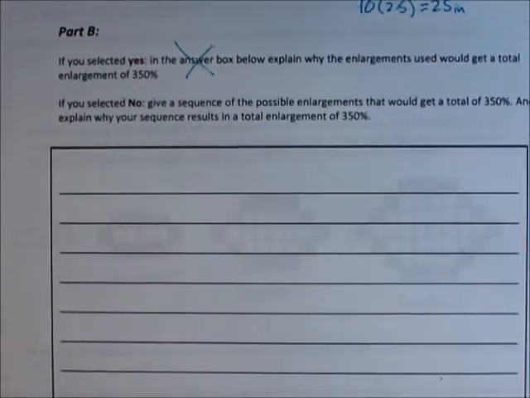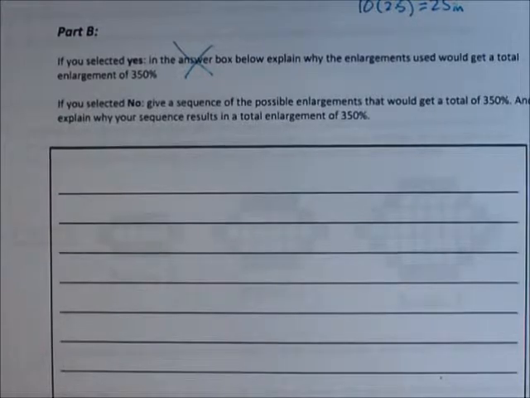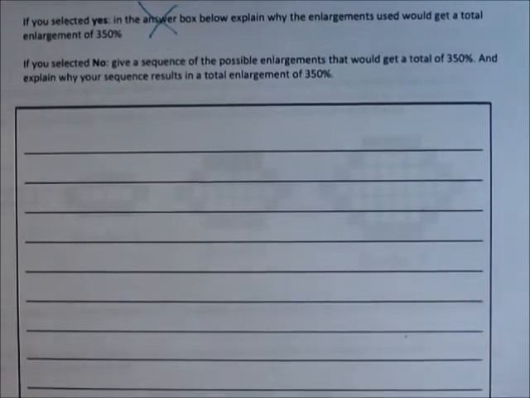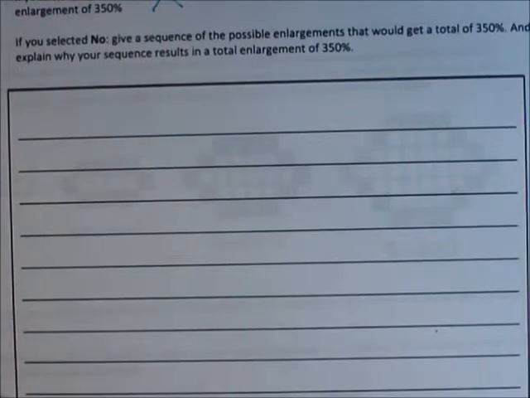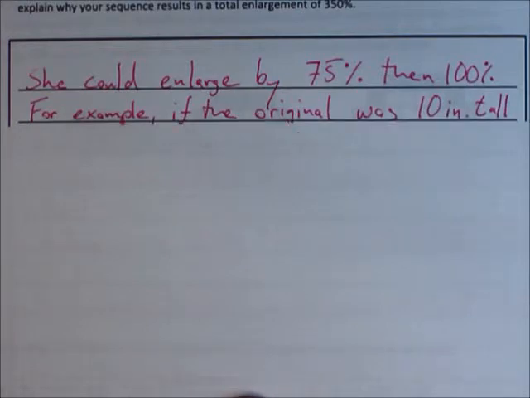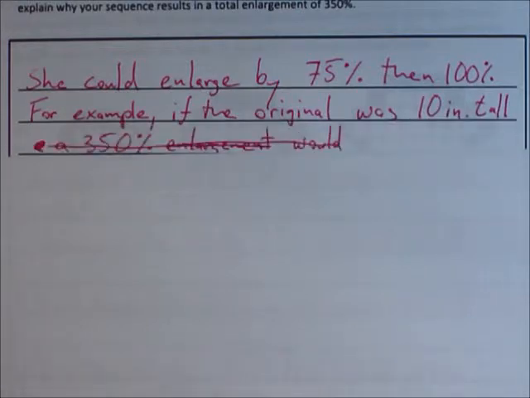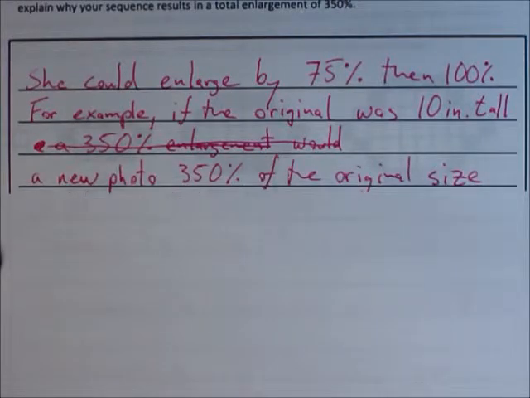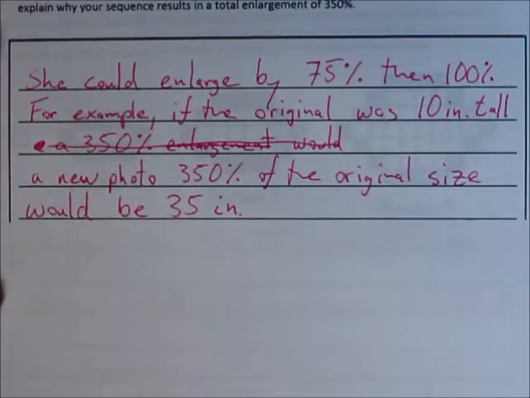If you selected no, give a sequence of possible enlargements that would get a total of 350%. Okay, so I'm going to write this out, and then I will come back and explain what I wrote. Okay, so based on what we've discussed, here's what I wrote. She could enlarge by 75%, then 100%. So I'm giving them the answer, and now I'm explaining. For example, if the original was 10 inches tall, a new photo 350% of the original size would be 35 inches.